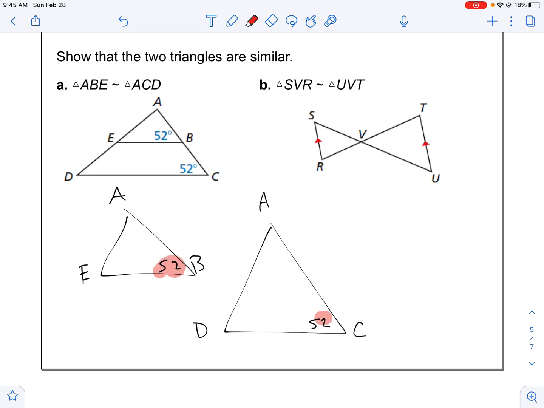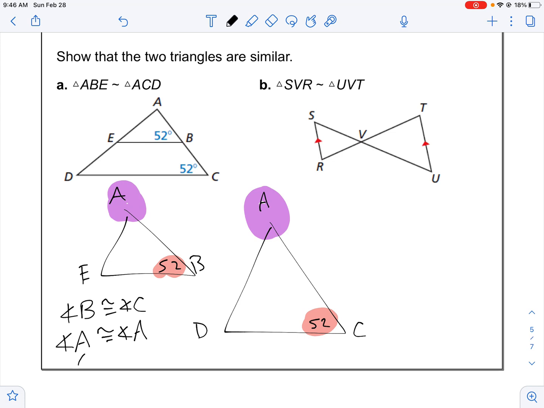Well, these ones are clearly congruent, angle B and angle C, because same value. But how else am I going to prove? I don't know enough about the angles to solve. But wait. Angle A. They both have an angle A, and it's the same angle. So we actually call this reflexive, if you remember. So there we go. I have my two congruent angles.